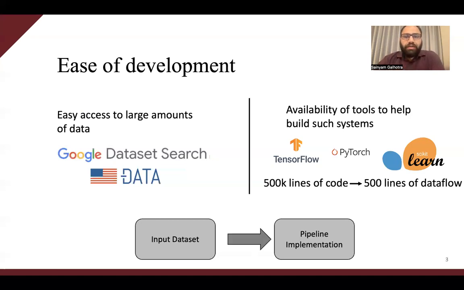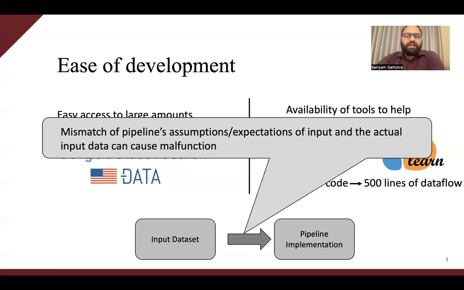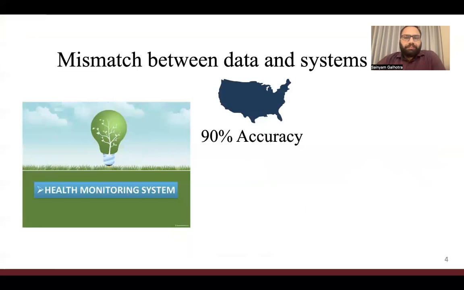This is all great, but one of the common challenges faced in the development is that the pipeline has some specific assumptions or expectations which the dataset does not satisfy. This mismatch of assumptions and reality causes the system to crash or have poor performance. We refer to this deteriorated performance as malfunction. Now, let us look at an example.